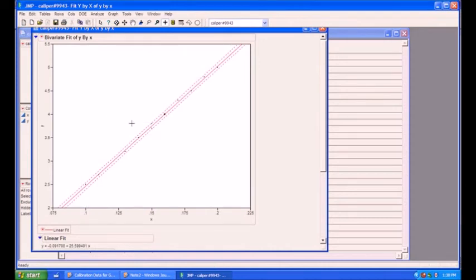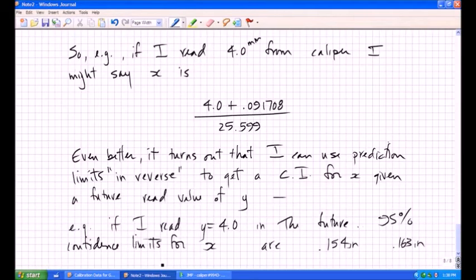If I put this back up here, I guess it was 0.157, about 0.163, so it's not 0.154 but 0.157 inches, and it turns out that's a perfectly legitimate statistical method, to take those prediction limits and invert them to make confidence limits for X given a particular read value of Y.